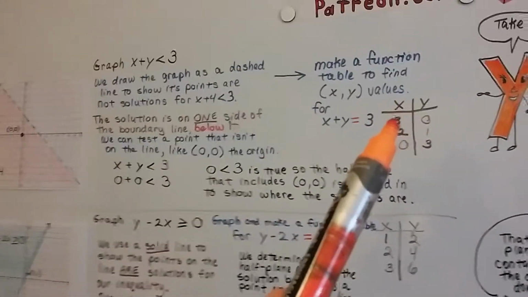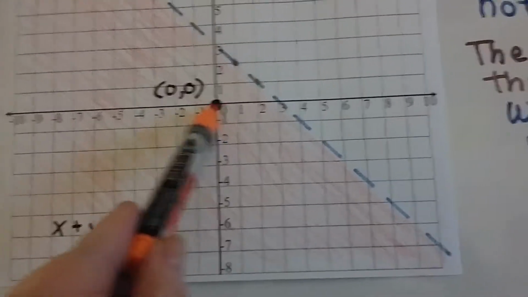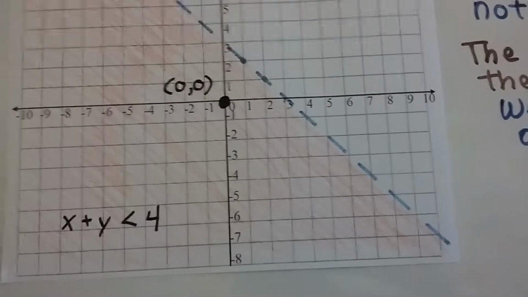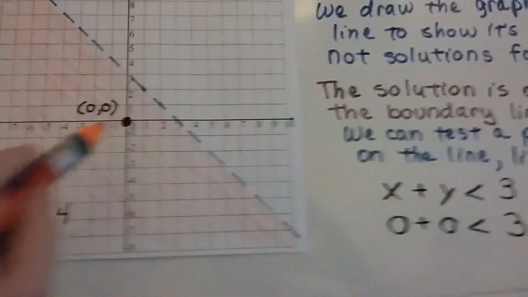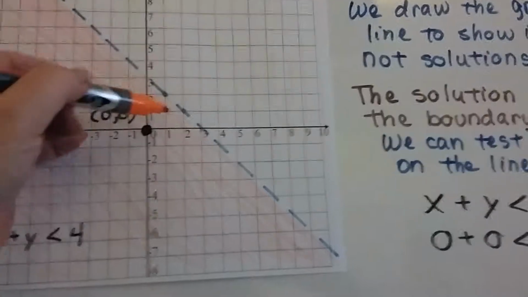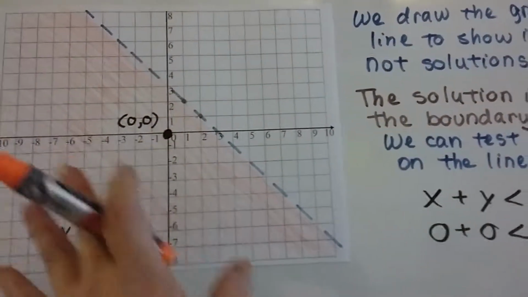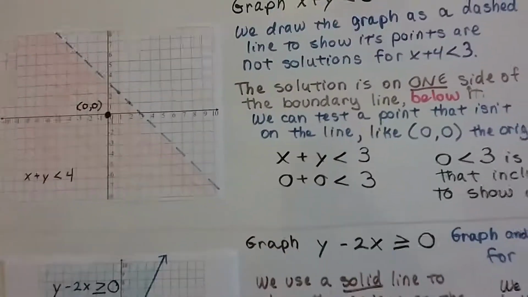So if x were 3 and y was 0, that would be this point right here. That's one point for the dashed line. And if x were 2 and y were 1, here would be the next point, and then the next one, and the next one. We draw our dashed line, and we shade in the half plane that has all the solutions. See?